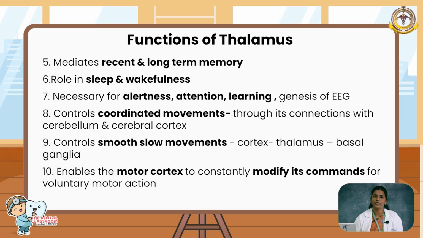It helps in controlled and coordinated movements because it is associated with the basal ganglia and the cerebellum. It helps in smooth, slow movements. Again, it has connections with the cortex, thalamus and the basal ganglia, and it enables the motor cortex to constantly modify and command voluntary motor actions.